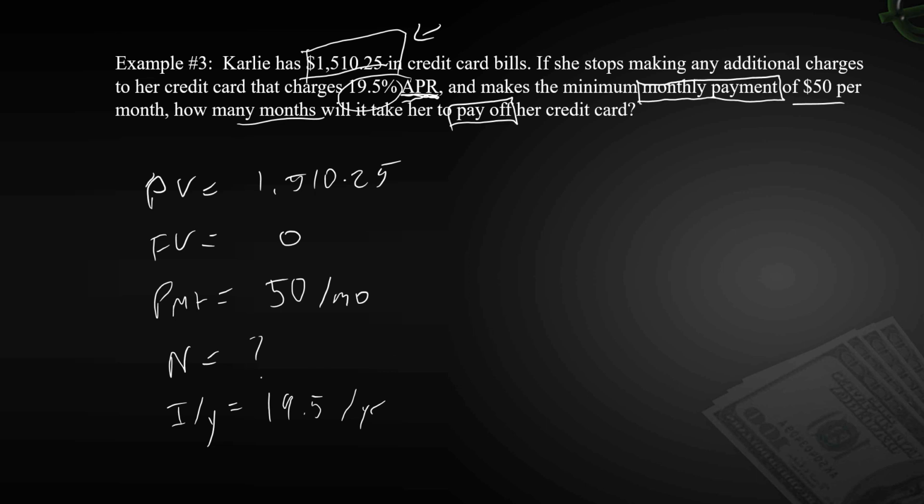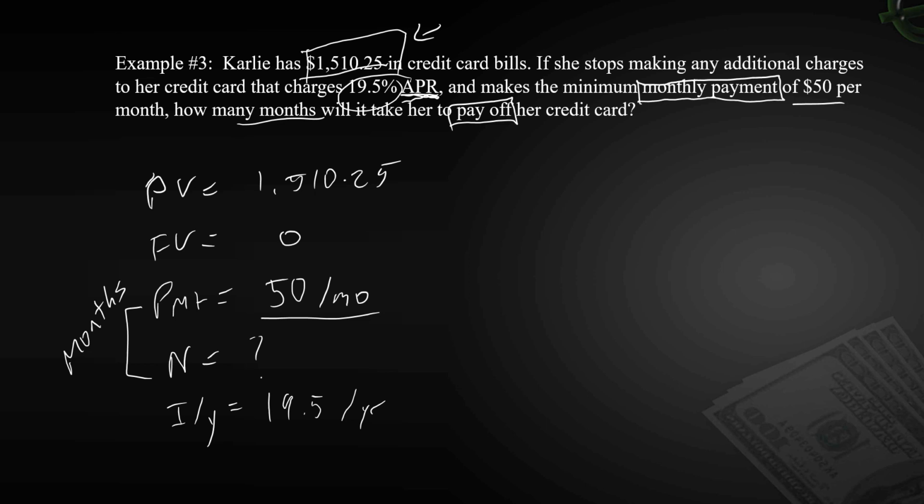Now our step 2 is to make sure that we have our payment and our N in months. The payment's already in months, so our calculator should give us the N out in months, so step 2 is done. Step 3, we need to check the signs.